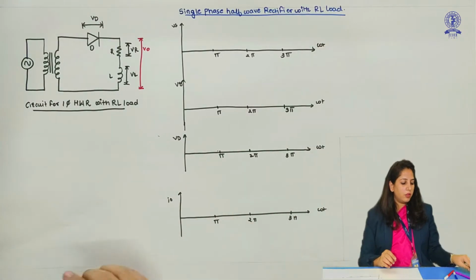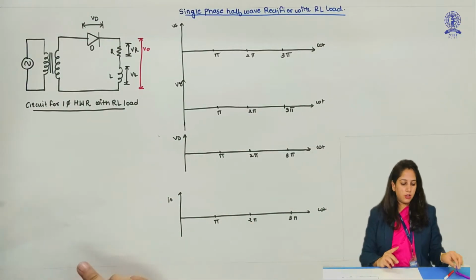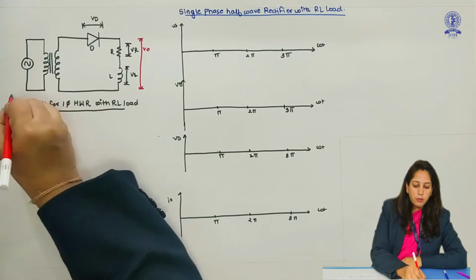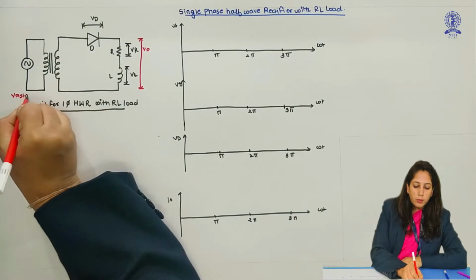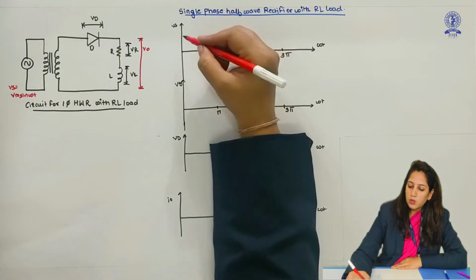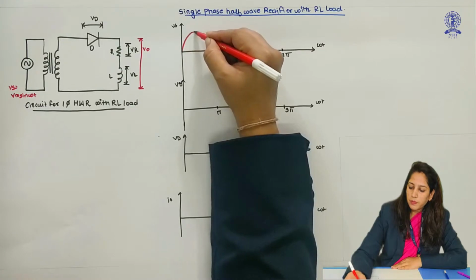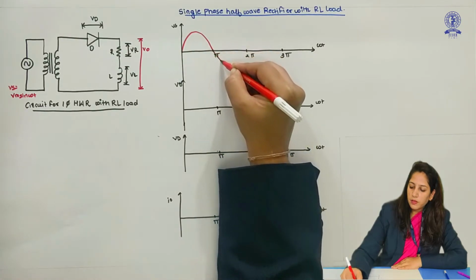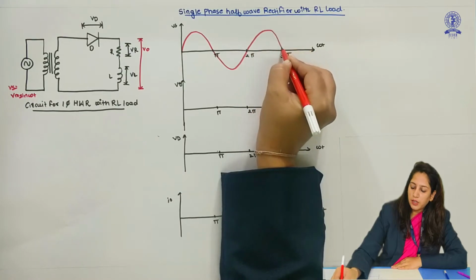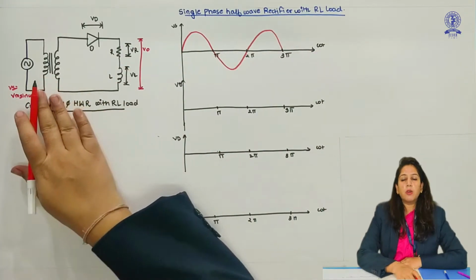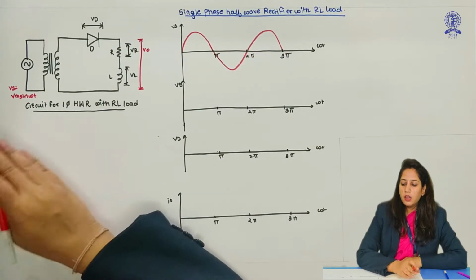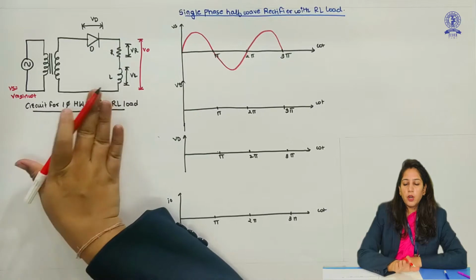So now here I will draw an input wave. Here the input will be given as Vs equal to Vm sin omega t. This is an input sine wave which is applied to this transformer. For simplicity, we have taken a transformer ratio of 1:1 here. Now we will see how the diode will conduct.